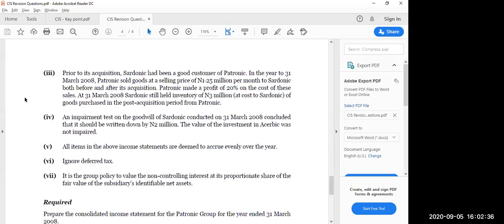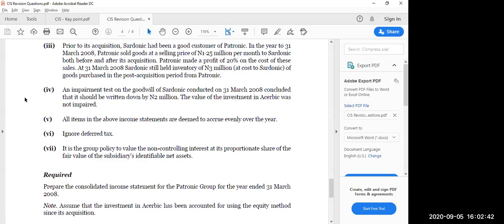Additional information 3. Prior to its acquisition, Sardonic had been a good customer of Patronic. In the year to 31 March 2008, Patronic sold goods at a selling price of 2.5 million naira per month to Sardonic, both before and after its acquisition. Patronic made a profit of 20% on the cost of these sales. At 31st March 2008, Sardonic still held inventory of 3 million at cost to Sardonic of goods purchased in the post-acquisition period from Patronic.